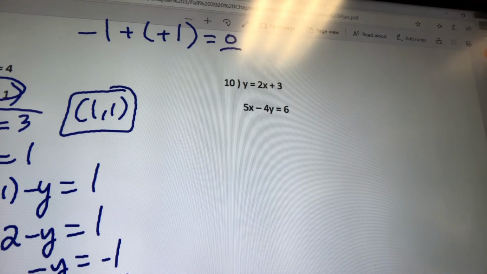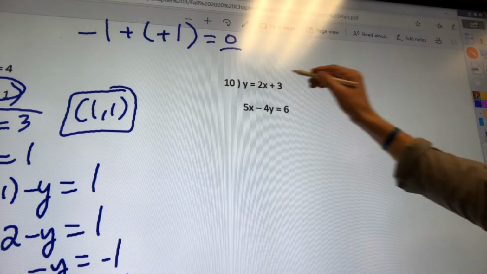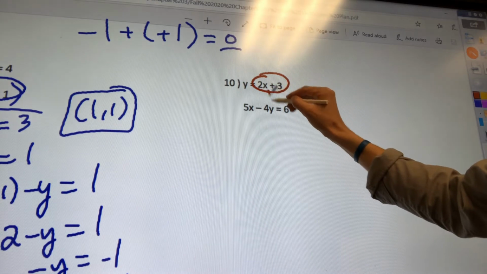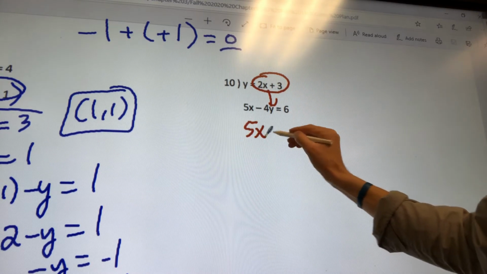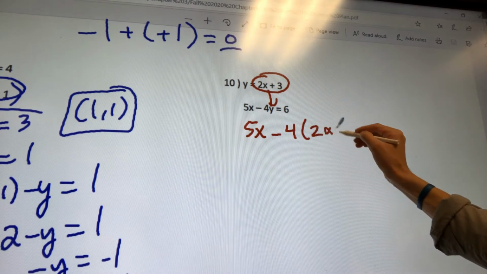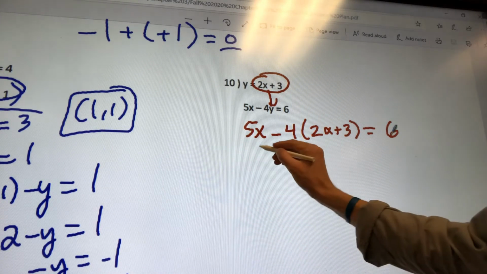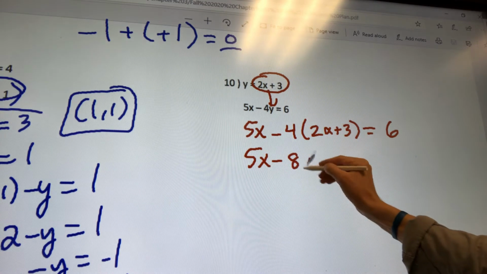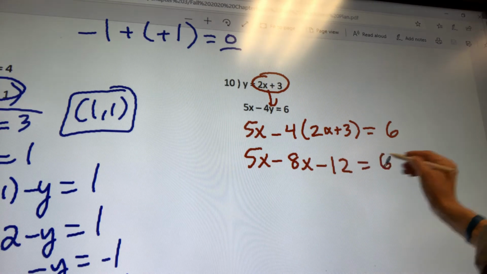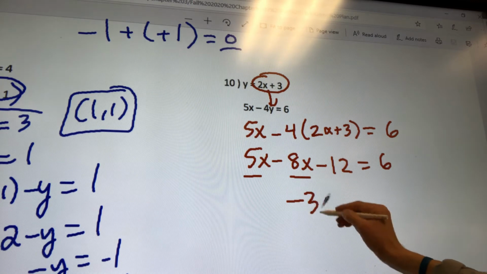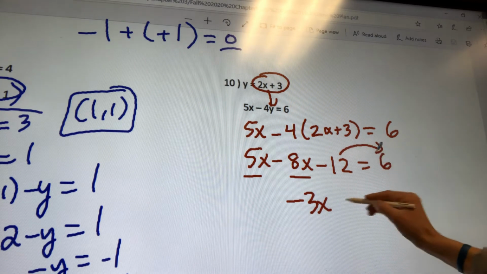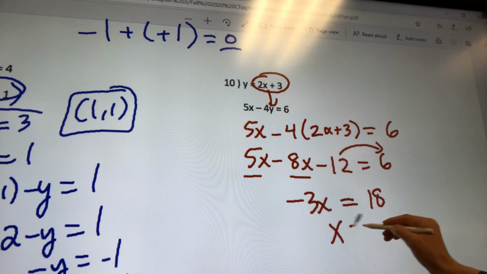10 is an example of when you want to use substitution, because you have y all by itself, so you know exactly what y is. y is 2x plus 3, so instead of writing y in the second equation, you write 2x plus 3. Your whole goal is to get one equation with just a single variable, because you can solve those. Now you have 5x minus 8x minus 12 is 6. Negative 3x, I'm going to add this over, is 18. x is negative 6.